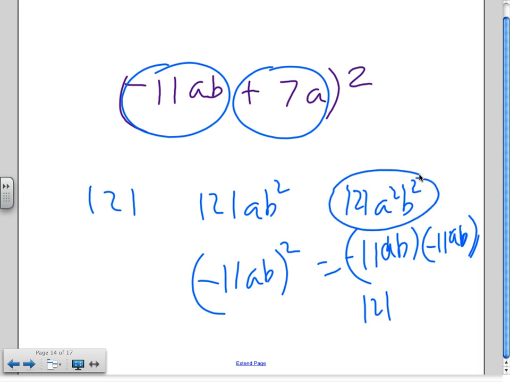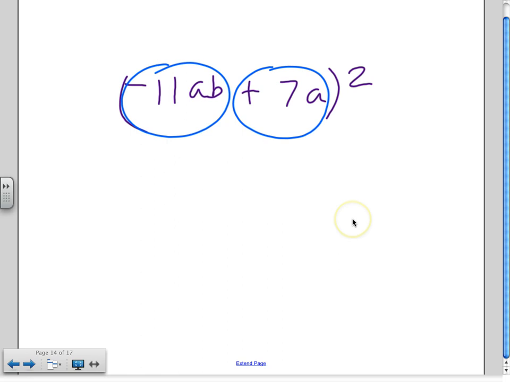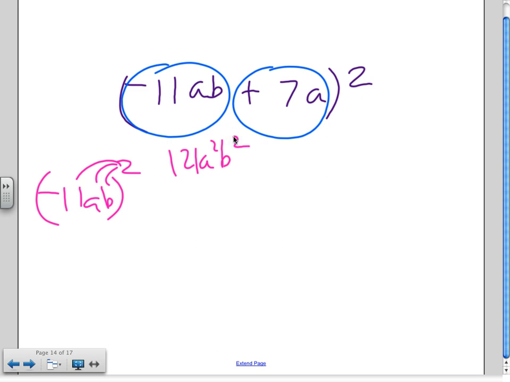You've got to be careful, got to check carefully here. So we know for a fact I was wrong. Going back to Isaiah's question earlier on this one: this is negative 11ab, quantity squared. That means this whole term is being squared, so that square is being distributed. That means it is 121a squared b squared. Positive? Yes, it's positive, because notice that the negative stays inside the parentheses. So we got that front term.